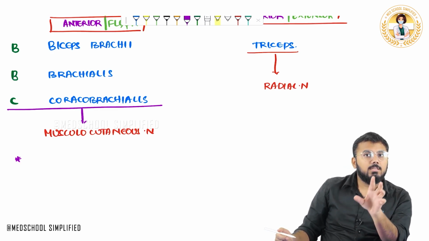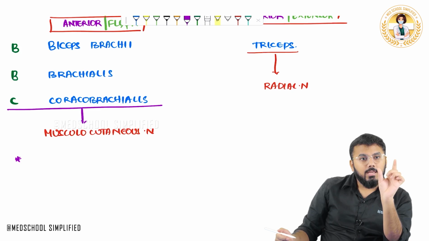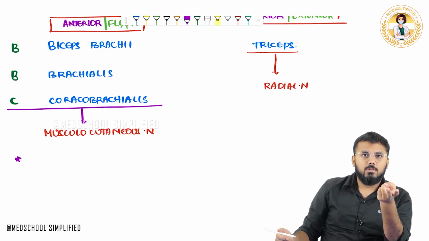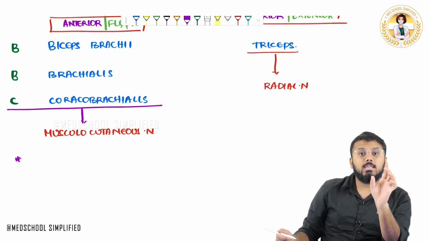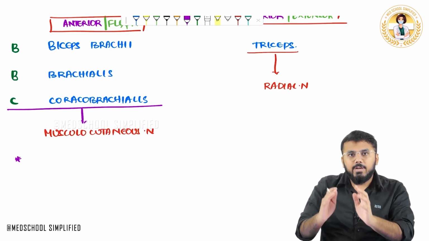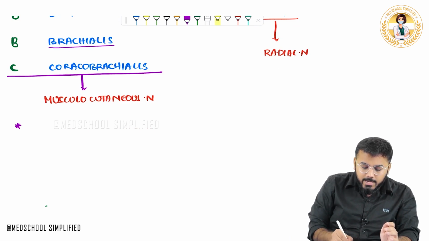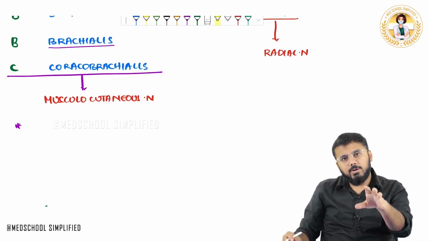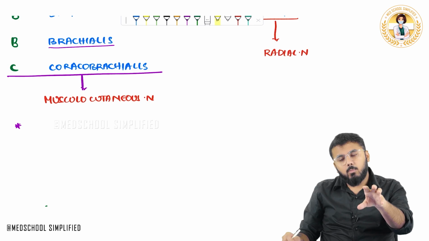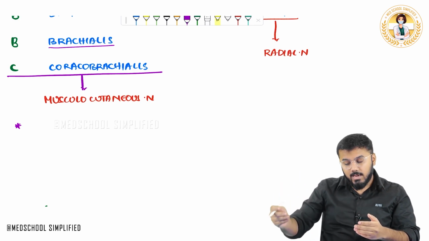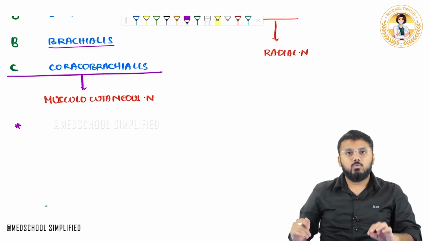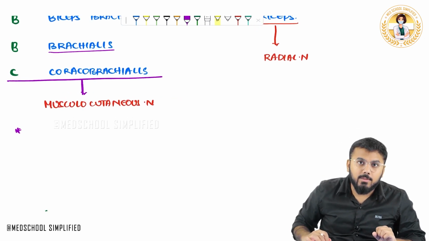But there are some cases where a particular muscle is innervated by two nerves. Such muscles are called hybrid muscles. In some individuals, not in all of them, the brachialis is supplied both by the musculocutaneous nerve as well as the radial nerve. So in those individuals, brachialis is called a hybrid muscle.